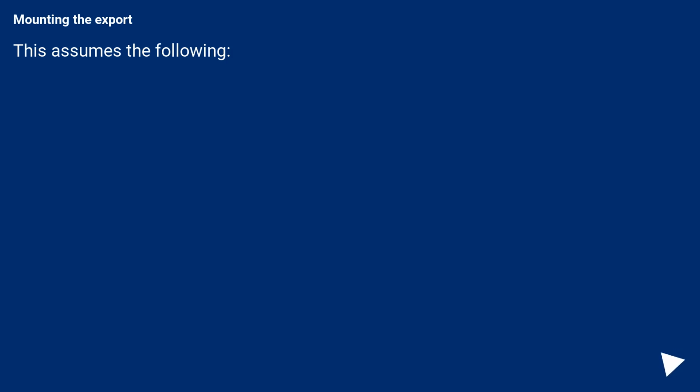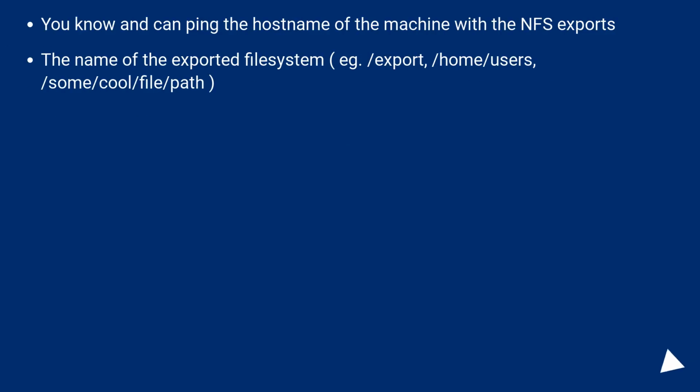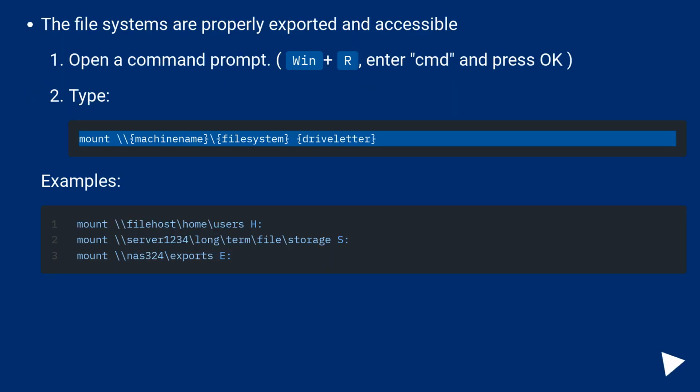Mounting the export. This assumes the following. You know and can ping the hostname of the machine with the NFS exports. The name of the exported file system, e.g. /export, /home, /users, /some/col/file/path. The file systems are properly exported and accessible.